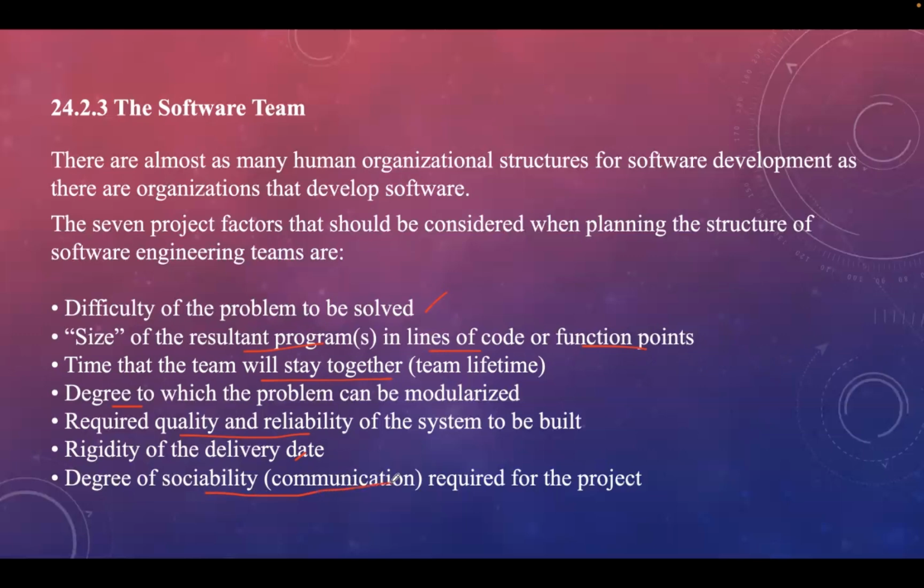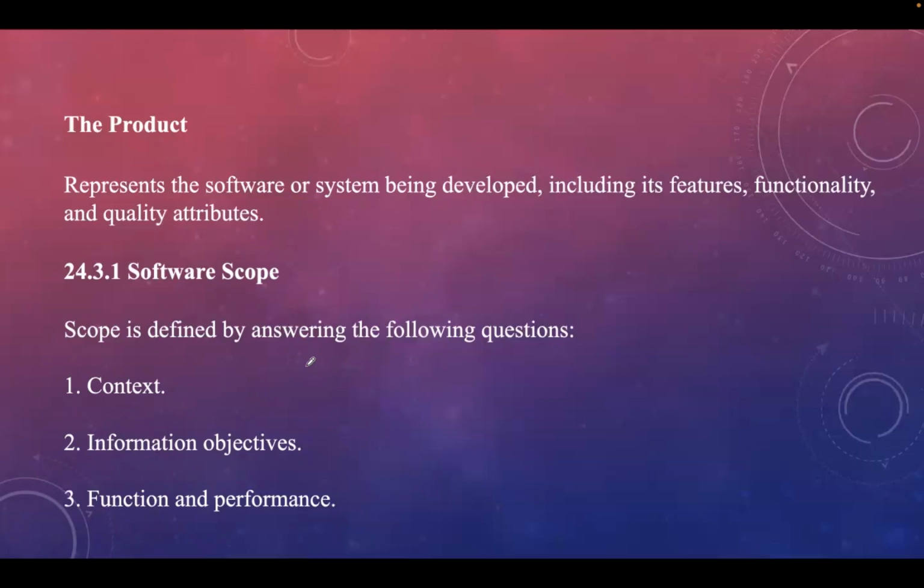The second term in the 4P framework is product. Product mainly represents the software or system being developed, which includes all the necessary features, functionalities, and quality attributes. The first software project management activity is the determination of the software scope, and this scope can be defined by answering various questions. The first one is the context.